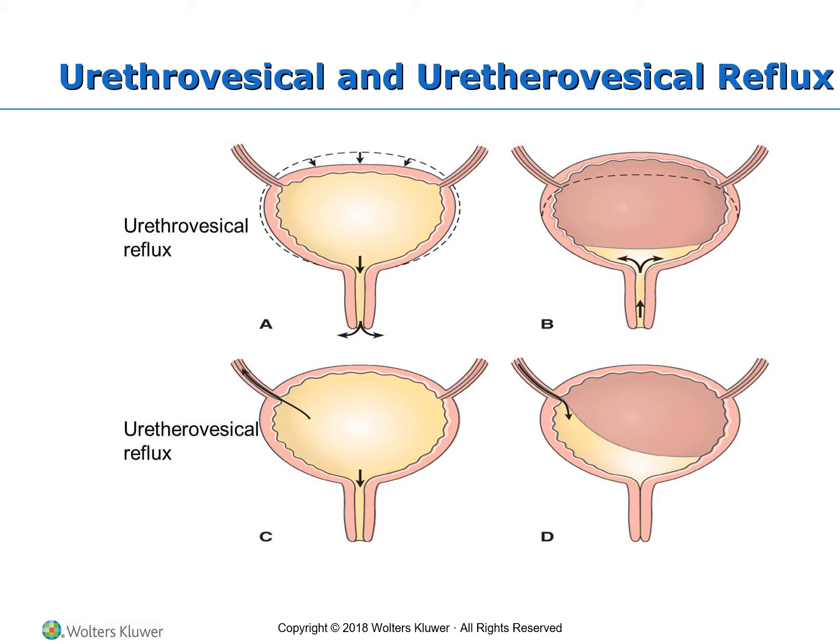There are two types of reflux that can also contribute to UTIs: the urethrovesical reflux and ureterovesical reflux. The urethrovesical reflux is whenever you cough, sneeze, or laugh, causing pressure and release of the urine into the urethra. Whenever that pressure stops, the urine will come back up from the urethra into the bladder. So if there's any kind of bacteria in the urethra, it gets pulled back up into the bladder.